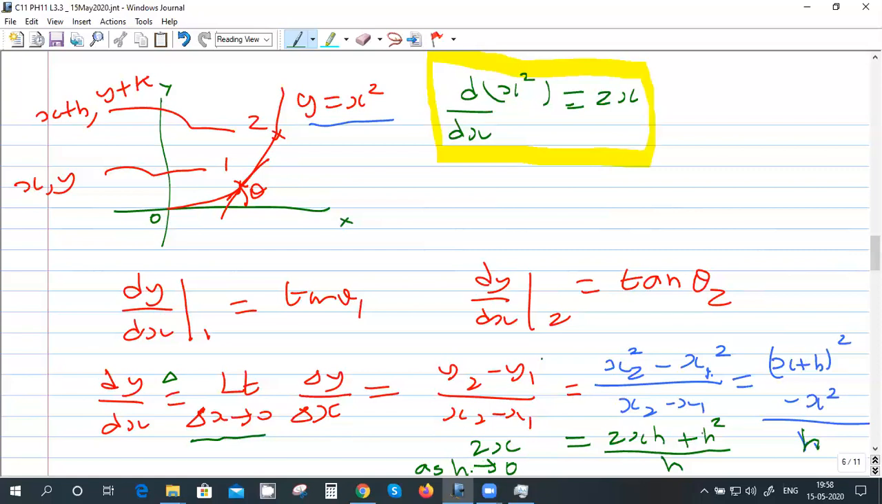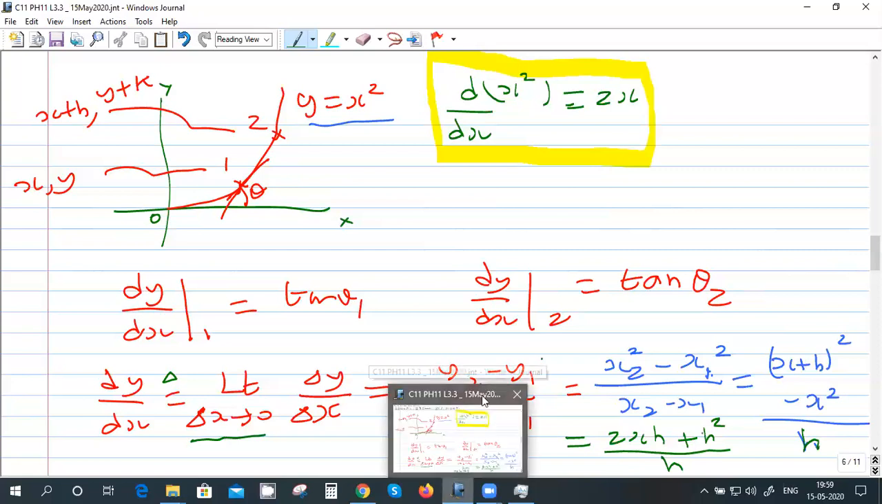Y2 is x... Because the equation of the curve is y equal to x square. So put any value of x, you'll get the corresponding value of y. At point 2, the value of x is x2, so y2 should be x2 square.